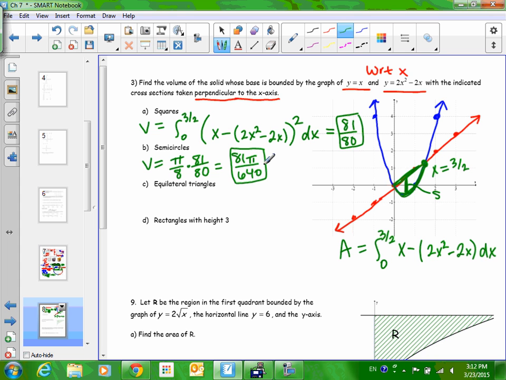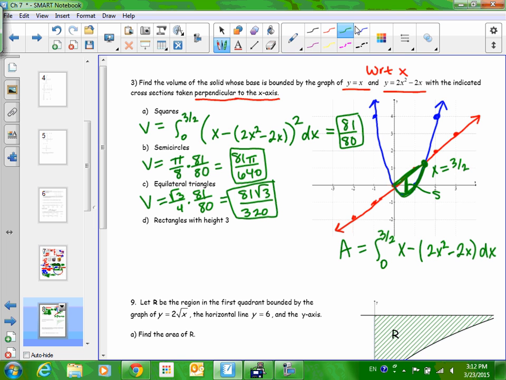Okay, equilateral triangles. You know where the square root of 3 comes from? It comes from a 30, 60, 90 triangle. So here the volume would be square root of 3 over 4, again, times 81 over 80. And so that's going to be 81 root 3 over 320. And you don't have to do that. You can just leave it as that one.